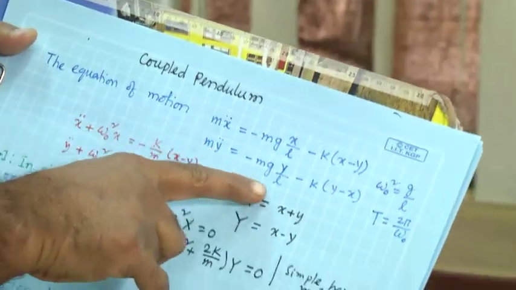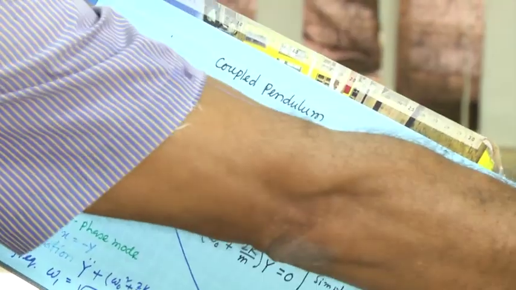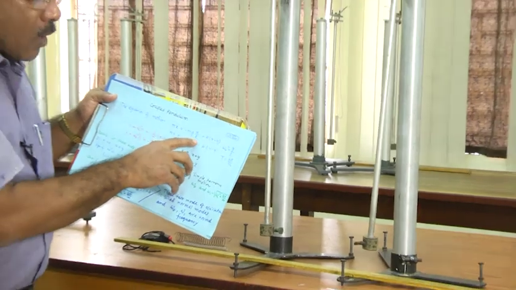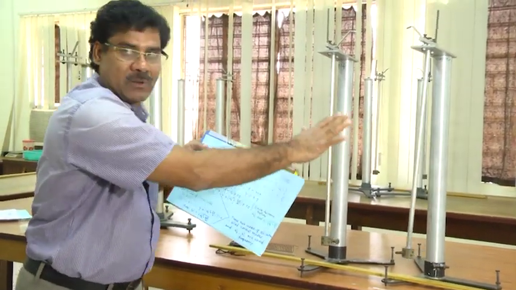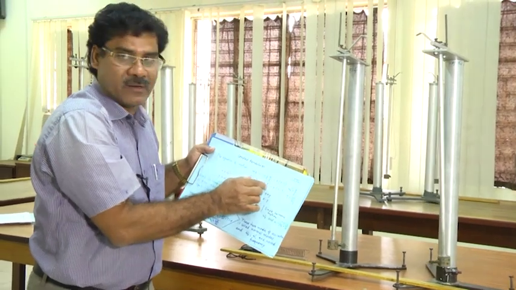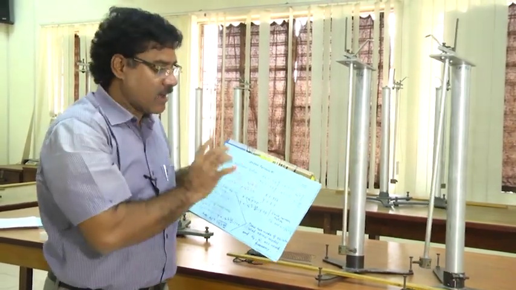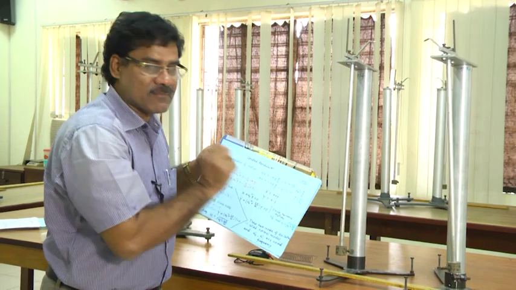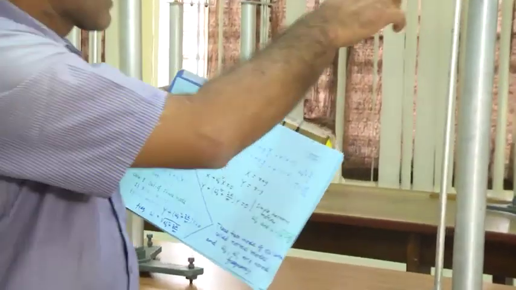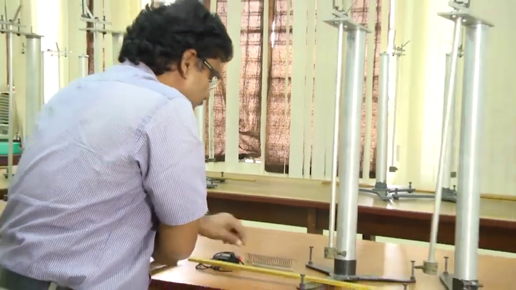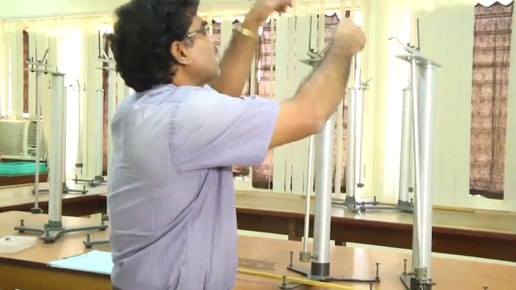Similarly for y, it is minus mg y by L. If they are not coupled, these would be the equations for the two individual pendulums. Now, since they are coupled, two additional terms have come. How have these two terms come? Now they are coupled. I think I have to attach this spring.